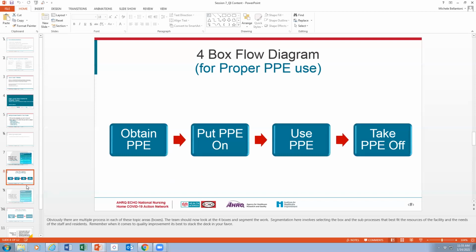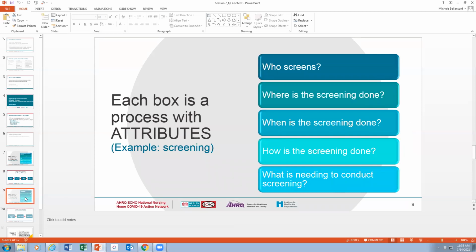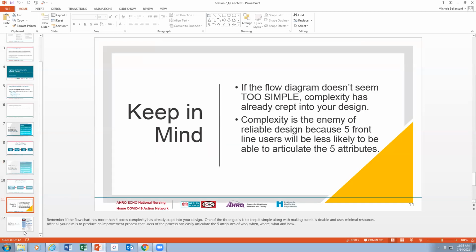But using flow diagrams to help visually see the impact of a quality improvement project is the take-home message here for today's. So each of the boxes gives a process, but keeping the number of boxes to 4 to 5, I think, is another take-home message here. So it's got to be a simple diagram. Complexity leads to inadequate response.